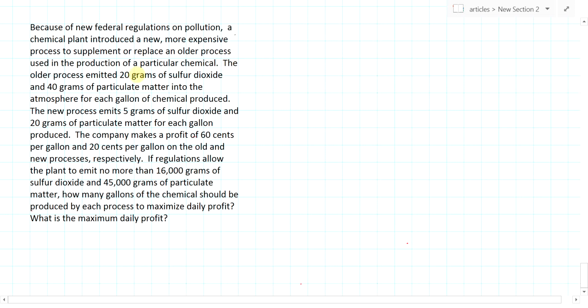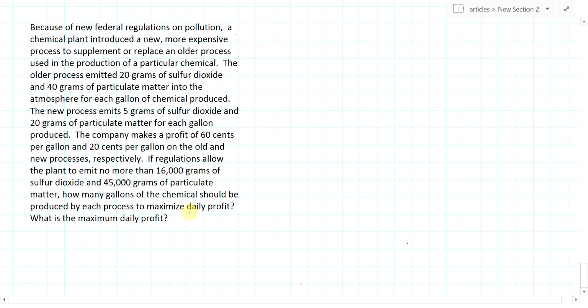The older process emits 20 grams of sulfur dioxide, 40 grams of particulate matter, and particulate matter just means dust, sort of little pieces of things. The new process emits 5 grams of sulfur dioxide, 20 grams of particulate matter for each gallon of the chemical produced. 60 cents on the old process, 20 cents on the new process is your profit. And you can emit no more than 16,000 grams of sulfur dioxide and 45,000 grams of particulate matter. So how many gallons of each should be produced to maximize the daily profit?